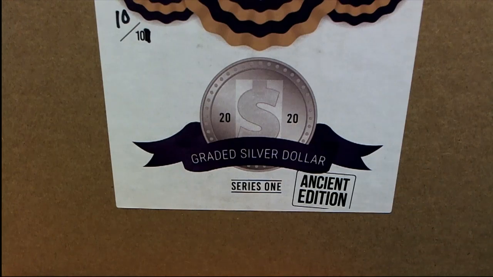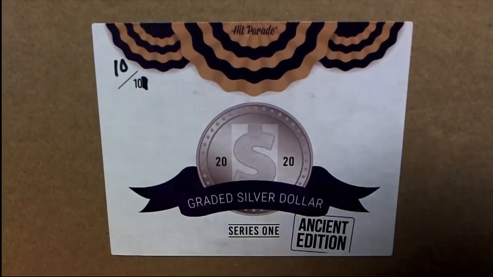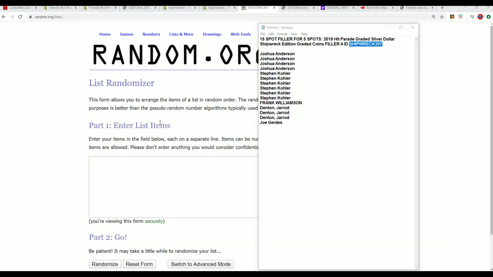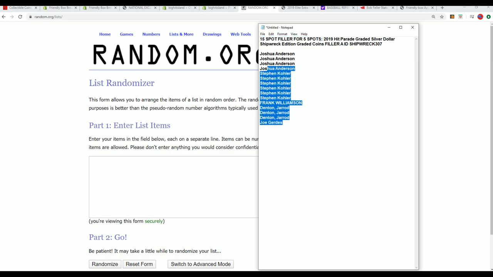That's right. We're going through the case box by box in this graded silver dollar, Hit Parade's graded silver dollar ancient edition. We are going through this thing box by box. And so one of our boxes right here is coming up. You can see this is a filler, so you get a chance to win spots into the break.